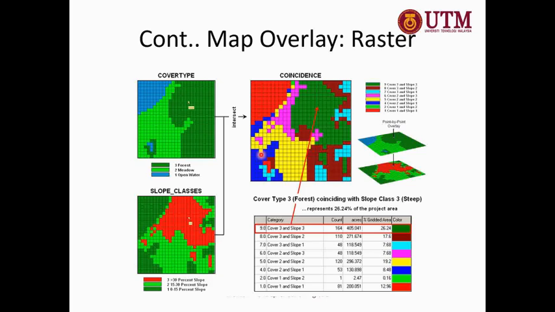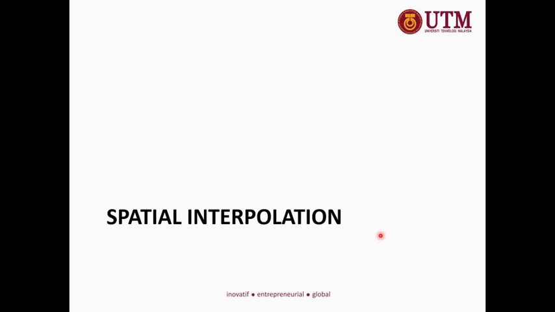So this is another example. We have cover type and also slope classes. We have three classes over here, and three classes also. And then if you intersect, you can use added value, and then it gives you this final map. So it gives you the highest area, which is the green one. Okay, so that is the map overlay.